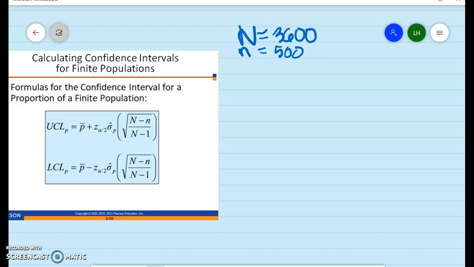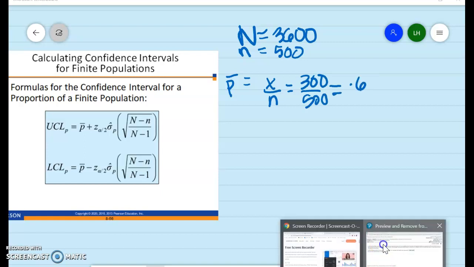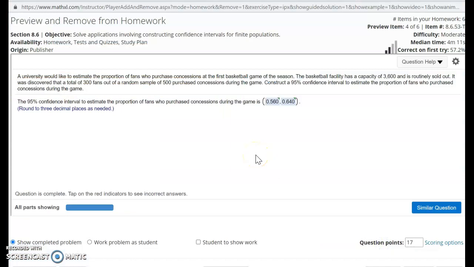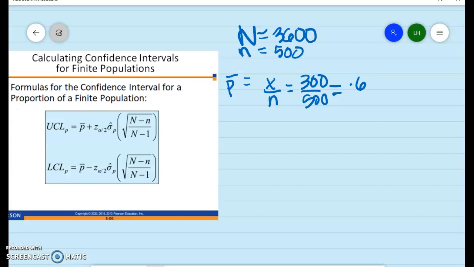And so if you remember from your proportions, it is X out of N. So 300 out of 500 would be our proportion. All right. And then we want a 95% confidence interval to estimate the proportion of fans who purchase concessions during the game. So we're going to do a 95% confidence interval.